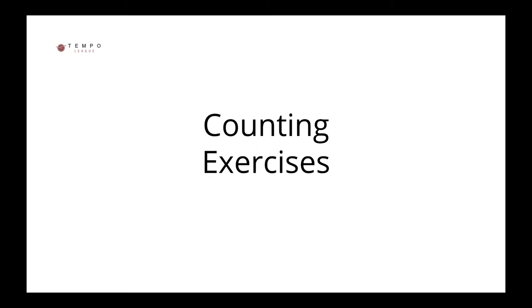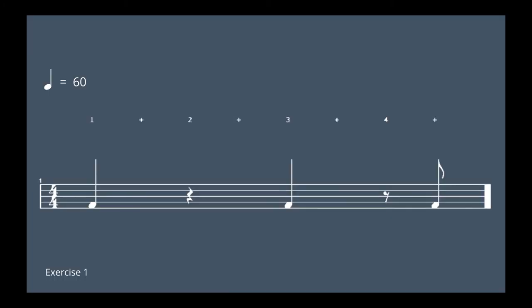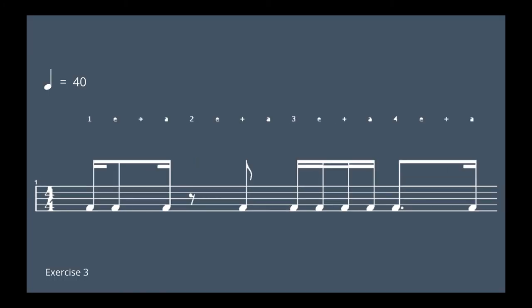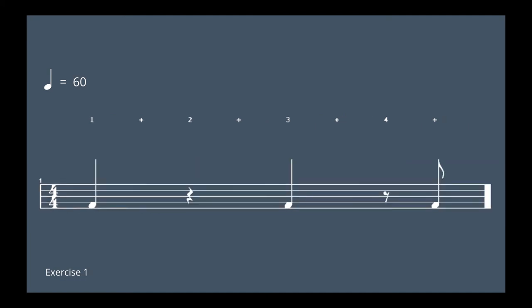Okay, so the next thing is counting exercises. There are three exercises, 1, 2, and 3. Let's go ahead and do them together. We're gonna do them on the drum pad. I've got the metronome set at 60 BPM. We've got quarter notes set. What we're gonna do is on the drum pad, I'm gonna play these notes.